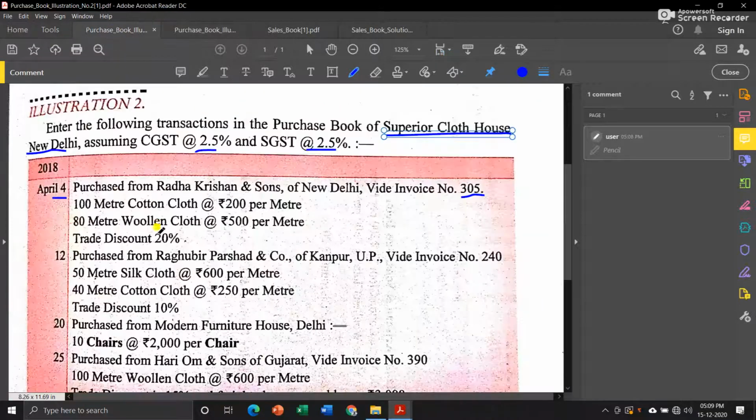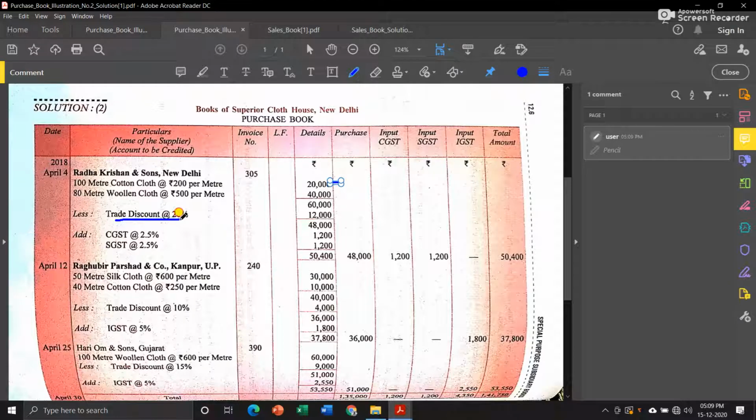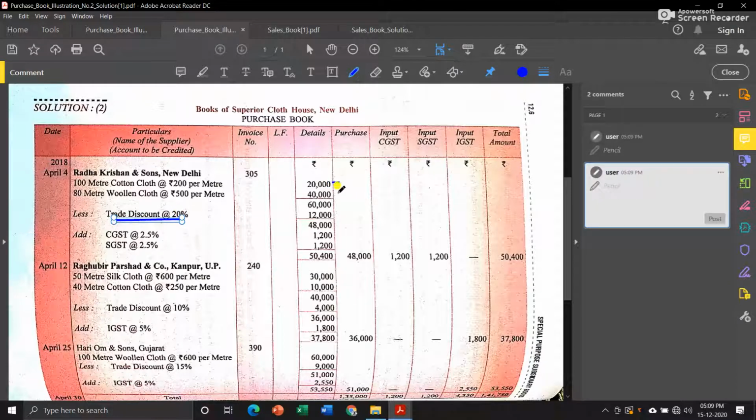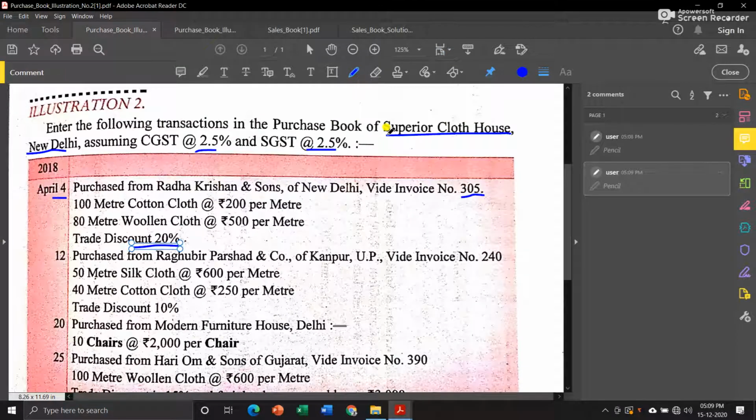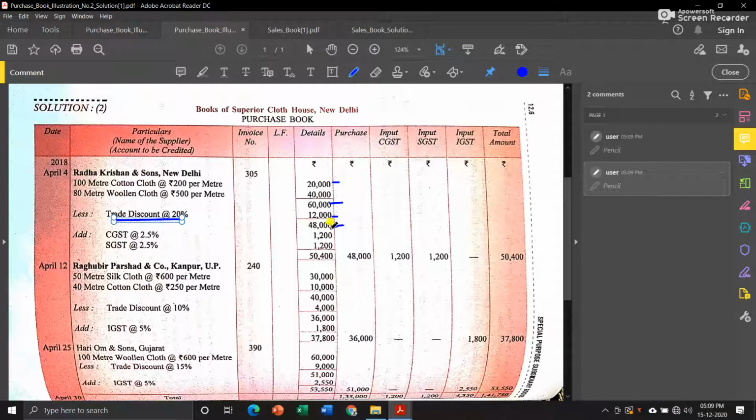Then they said that there is a trade discount of 20%, so we will deduct 20% of this 60,000, that is 12,000, and after deducting we got 48,000. And then since our business is in Delhi and our supplier is also in Delhi, that means it is an intrastate supply, so there will be CGST and SGST of 2.5% each, so 2.5% of 48,000 is 1,200 each.